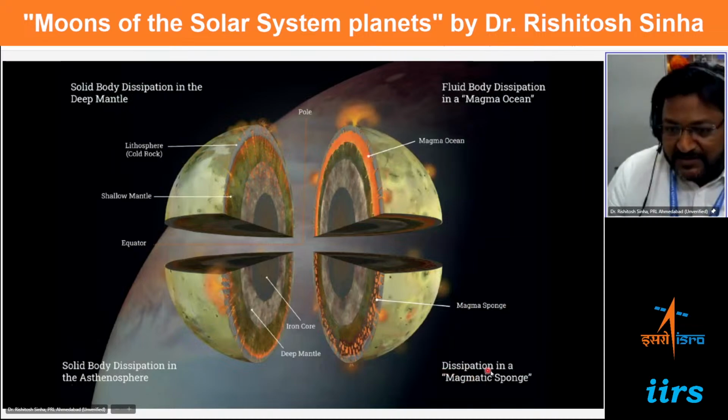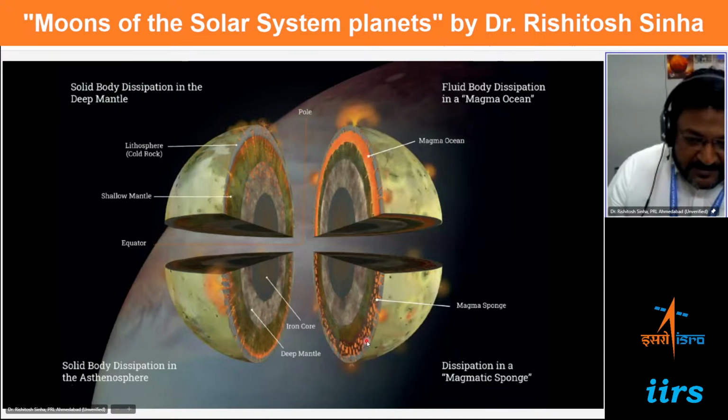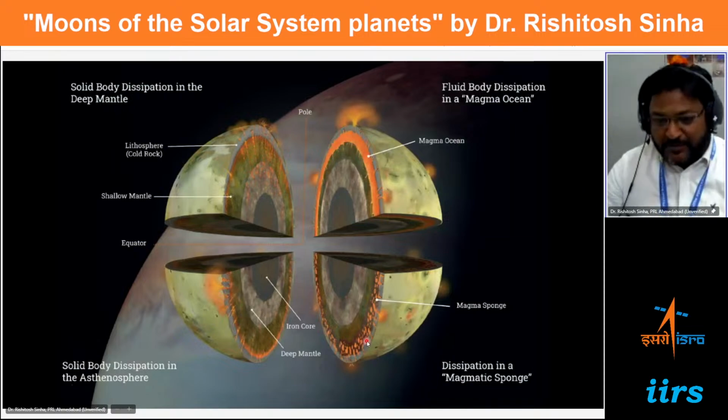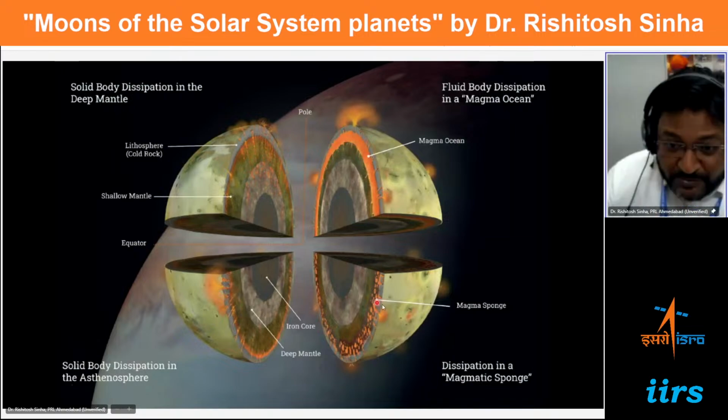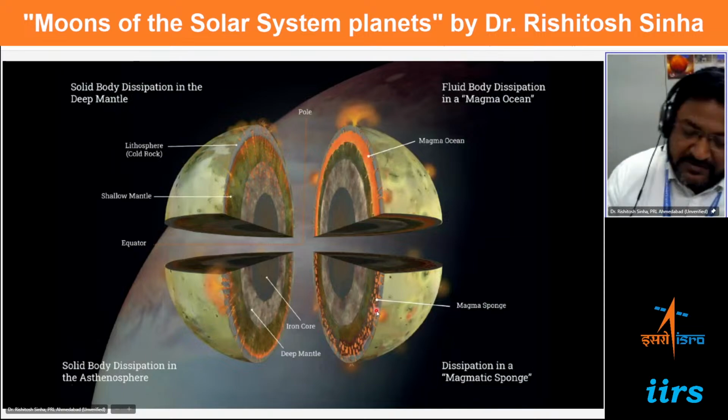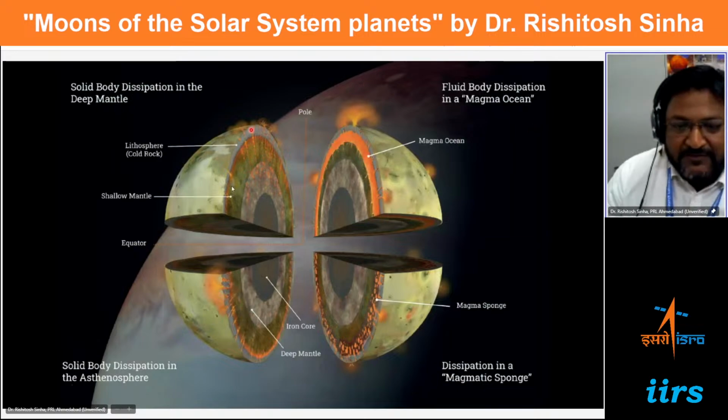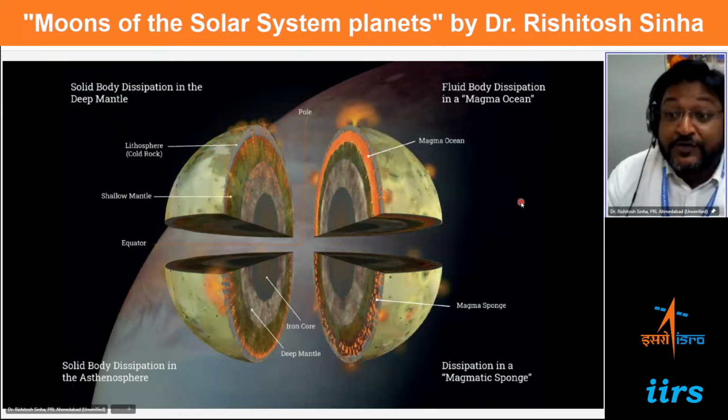And then there is another one where they say dissipation in a magmatic sponge, where below the crust of Io there are some spongy pockets that make it look as if a little fracture is made, and from those small pockets magma will ooze out. Those are called magma sponge, which will ooze out if it gets an easier pathway to come out on the surface. So people have tried to explain this intriguing volcanic phenomenon that occurs on Io, but still it requires a lot of detailed investigation, for which we need more missions in the future.